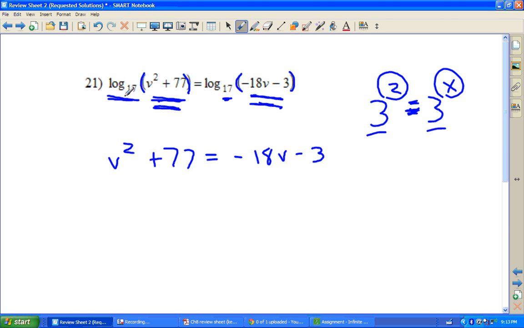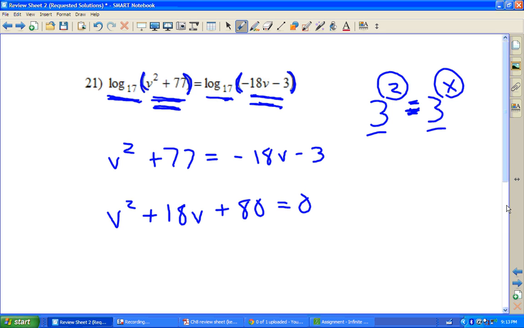It has to be true because the log and the base are the same. Therefore, what's in the parentheses on the right must equal the parentheses on the left. Okay, so now I can solve this and hope that it factors. If I bring that 18 over, it's going to become a plus 18v. I'm going to get a plus 77, but when I add 3 to both sides, I'm going to get an 80. And now I've got a quadratic.